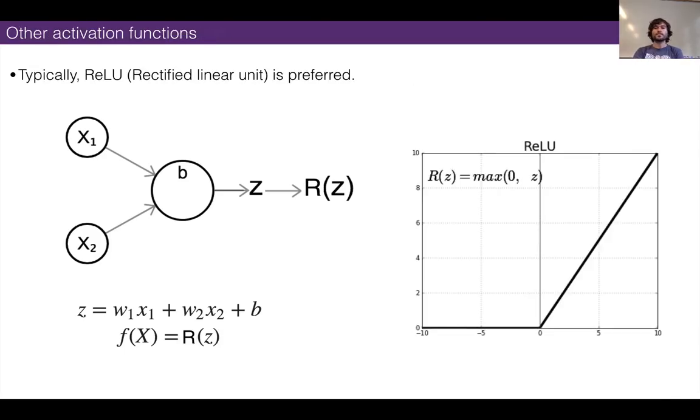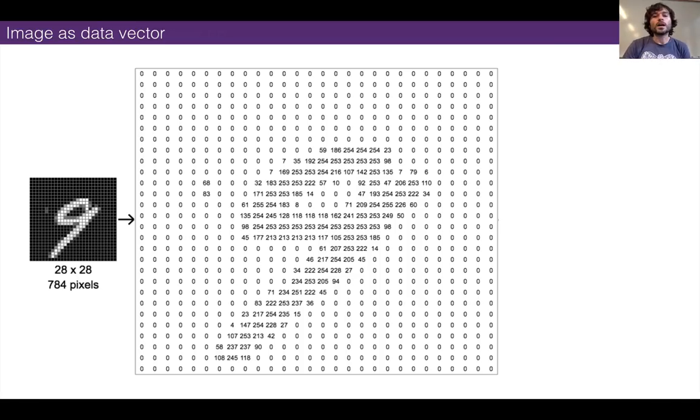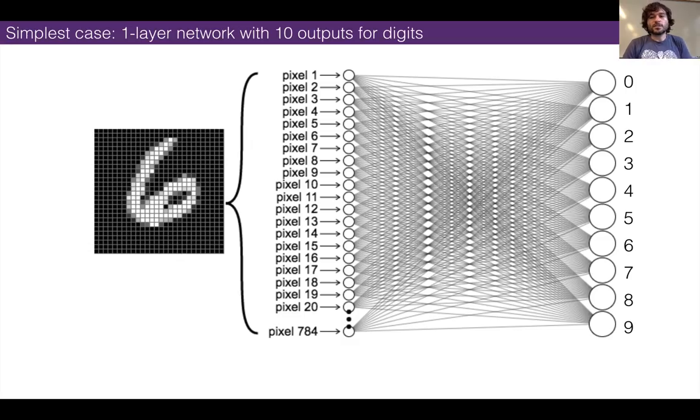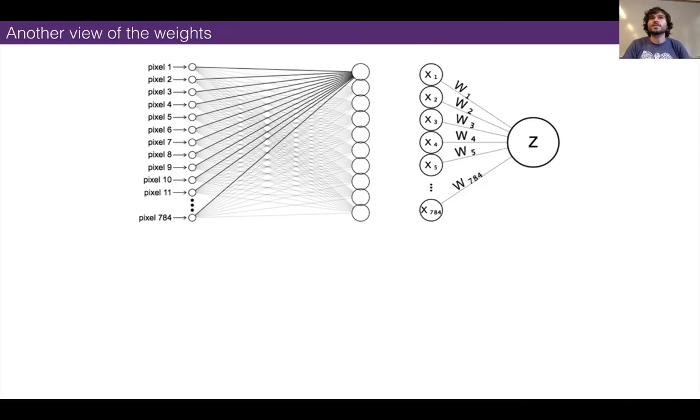Okay, good questions. So let's consider this. Going back, let's say we have this one layer network that has 10 outputs for our classes. One thing that's very useful to do is to actually try to visualize the weights, because if we visualize the weights, they might give us some interesting insights.